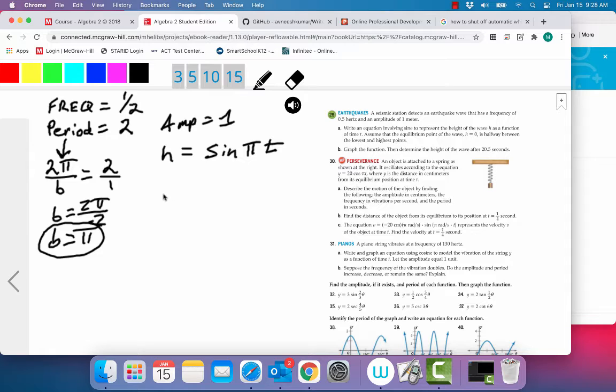Next, it says graph the function, then determine the height of the wave after 20.5 seconds. So if I'm graphing the function, and they told us to start at 0 as a halfway, which means we go up to 1, down to -1, and then we end at 2. Halfway is 1. This is 0.5, and this is 1.5. And if you remember how we graph sine, we go here, end, half, high, low, and you come up, and you go down, and you come up.